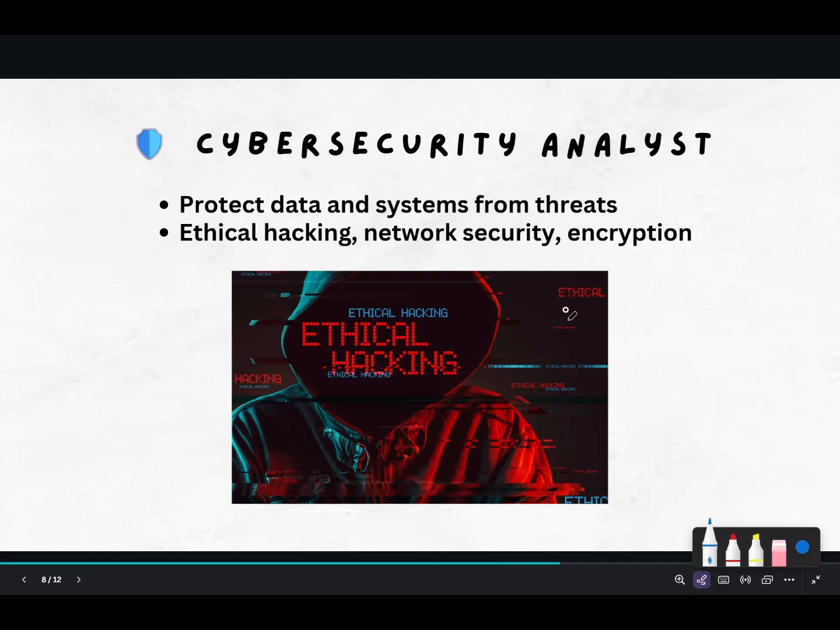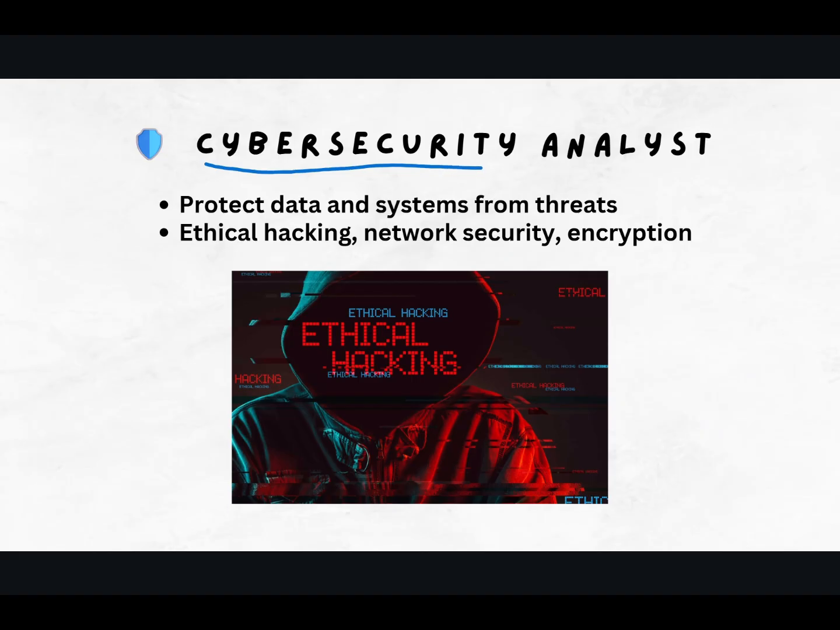Yes, so another really popular field is cybersecurity. What a cybersecurity analyst does is protect data and systems from threats. So ethical hacking, network security, encryption, etc. All of these things are managed by cybersecurity personnel, right?